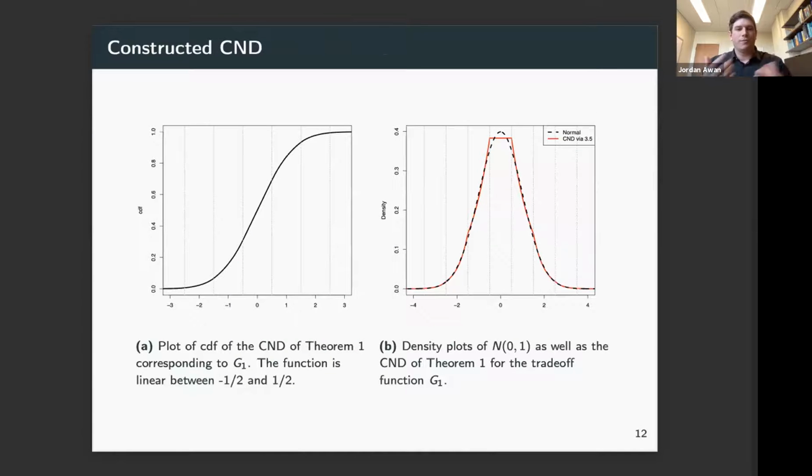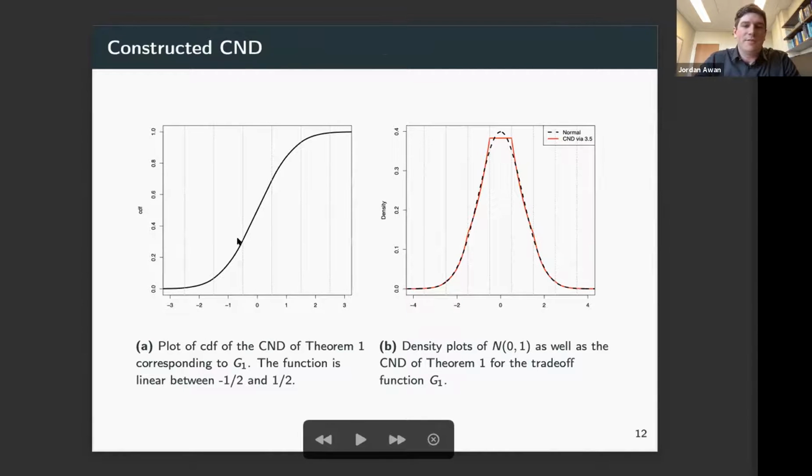To get a picture of maybe what these things look like, here we're applying it to the trade-off function of shifted Gaussians. So on the left, we have the CDF of the CND. It is, in fact, linear on -1/2 to 1/2, maybe a little hard to tell. And then applying the trade-off function for the recurrence, it becomes nonlinear. And on the right, we have the density plot. And we see that the CND from our construction is not the same as the normal PDF in both our CNDs. So this shows that, at least in this case, the CND is not unique.